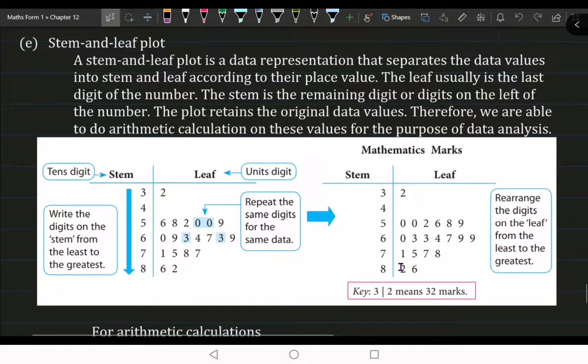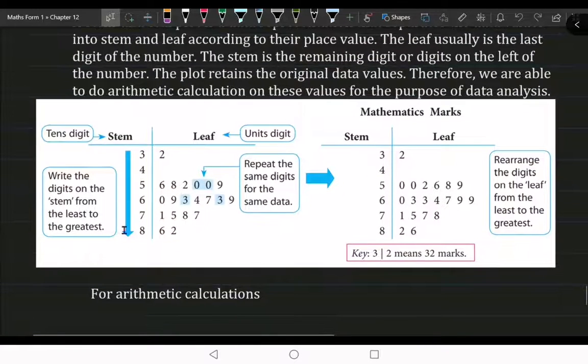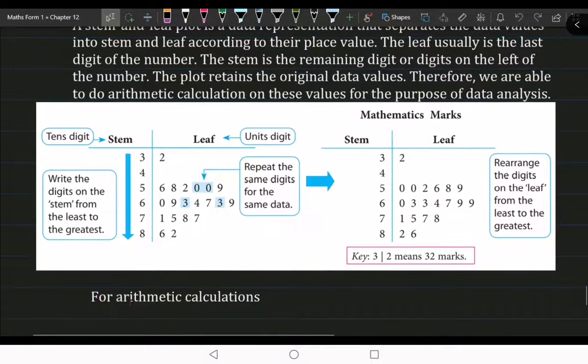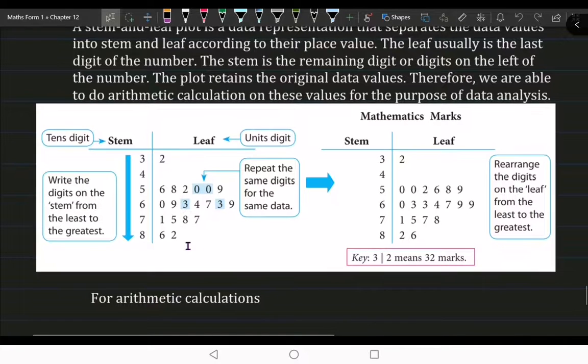This one 82, 86, something like here. You can see the stem and leaf here. So that is meaning 3 stem 2 is 32. 3 stem 2 means 32 marks. Something you are going to need to understand later on. This one actually is easy for calculation because the raw data is still here. The number is still here.